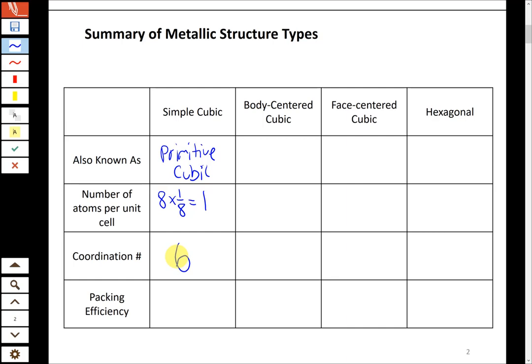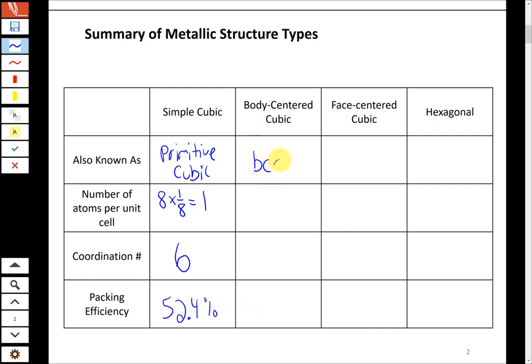And the other thing that we defined was packing efficiency. So you don't necessarily need to memorize the exact numbers, though it is helpful to know them a little bit. But for simple cubic, this is the least efficient packing, meaning it has the most empty space out of all these different structures that we talked about. It was 52.4%, meaning that's the percentage of the volume that is occupied by the atoms in the structure, the rest being open space.